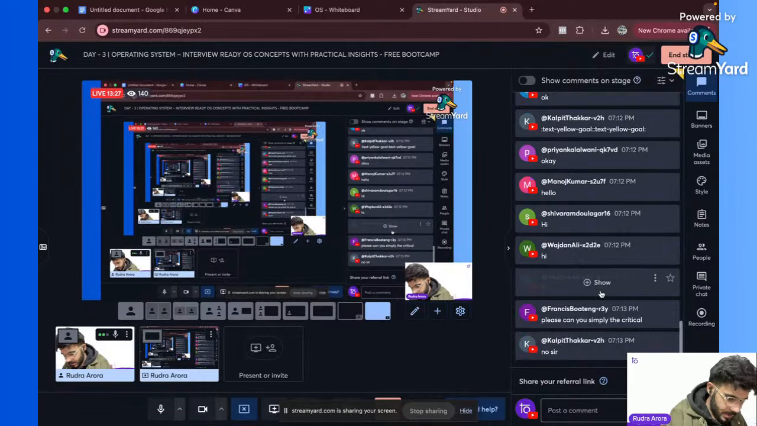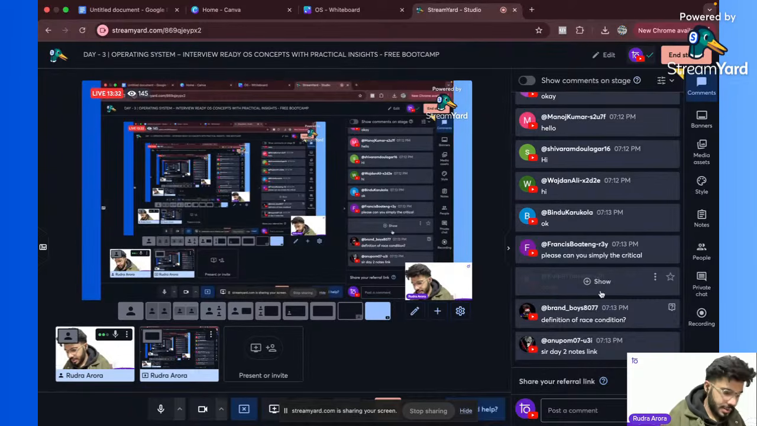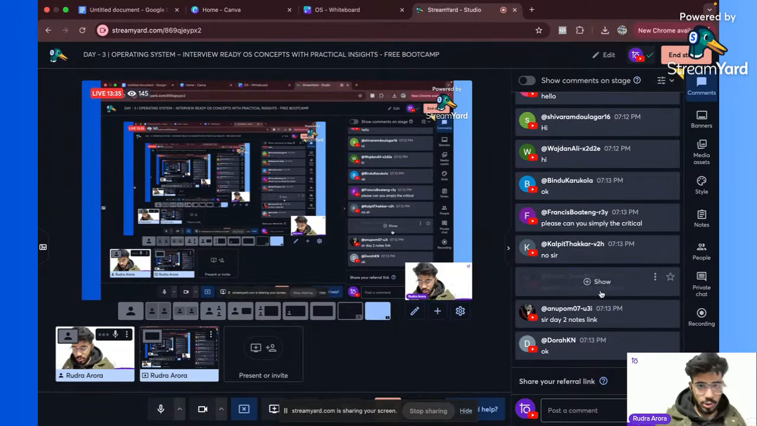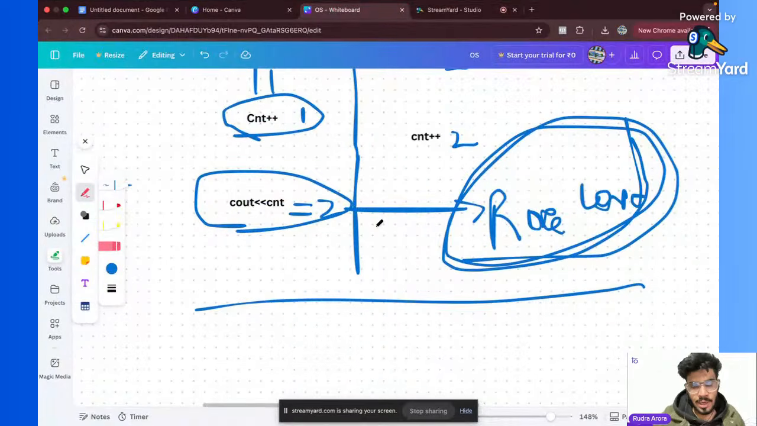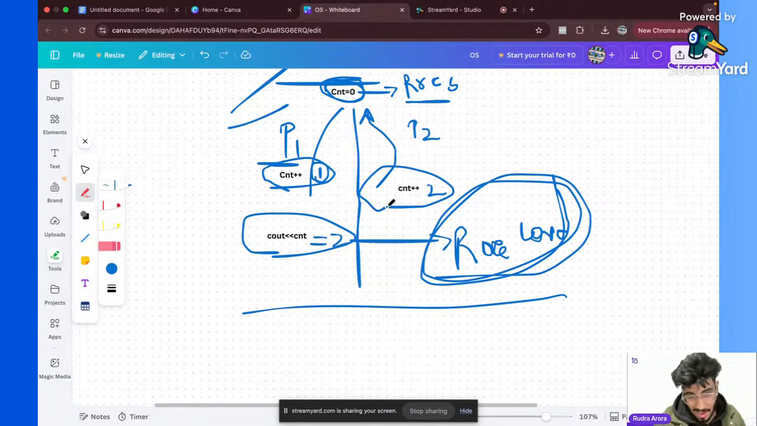Can you simplify the definition of race condition? A race condition is a condition which occurs when multiple processes work on the same shared memory or shared resources. It leads to inconsistency of data. That is what happened with P1: it did count plus plus and wanted to print 1, but P2 came in and did count plus plus, and inconsistent data was printed by P1.